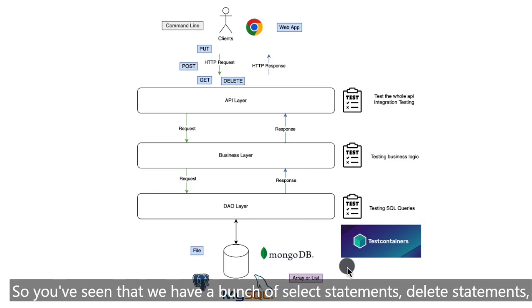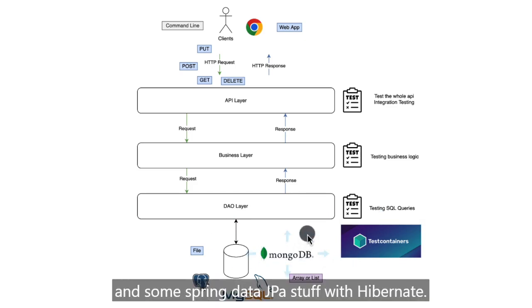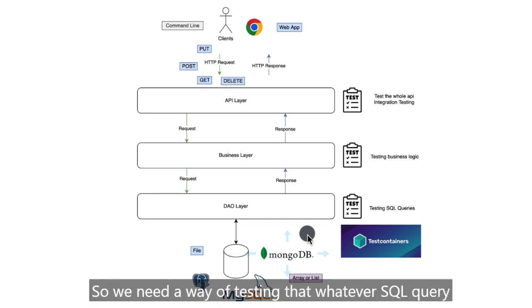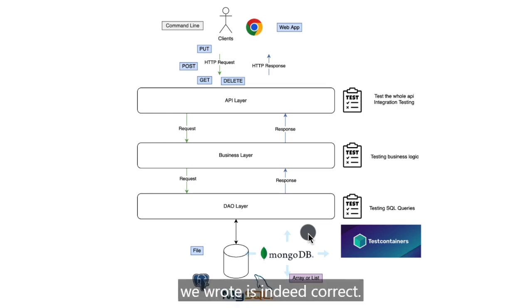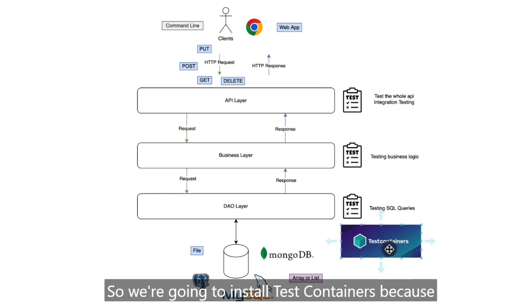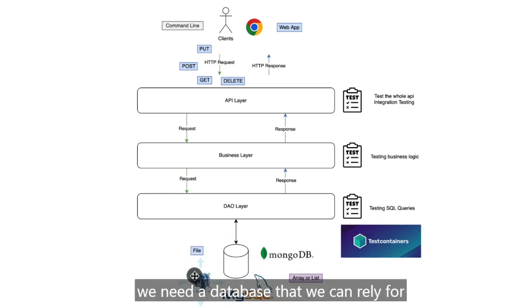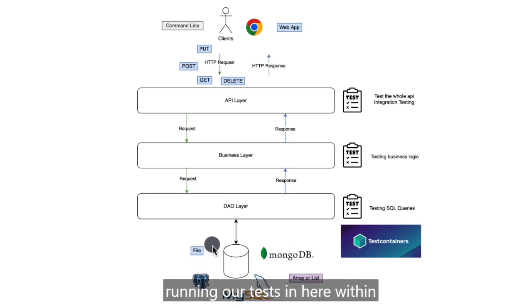So you've seen that we have a bunch of select statements, delete statements, and some Spring Data JPA stuff with Hibernate. So we need a way of testing that whatever SQL query we wrote is indeed correct. So we're going to install Testcontainers because we need a database that we can rely on for running our tests.